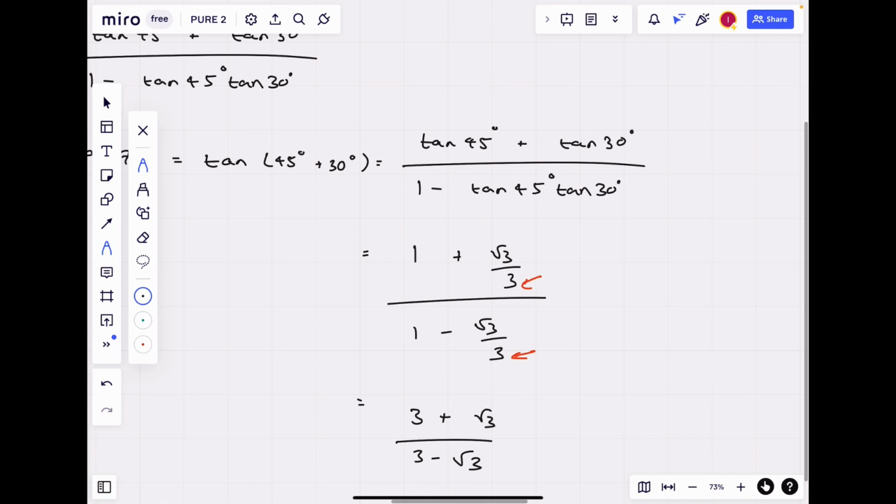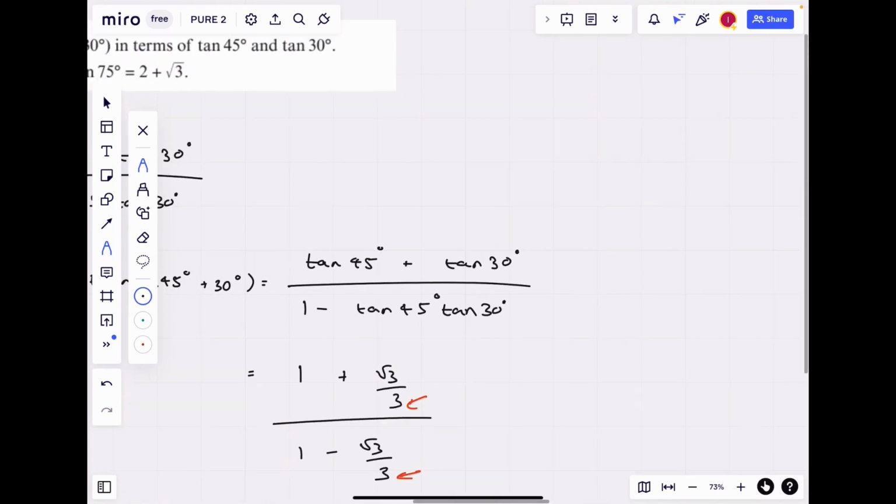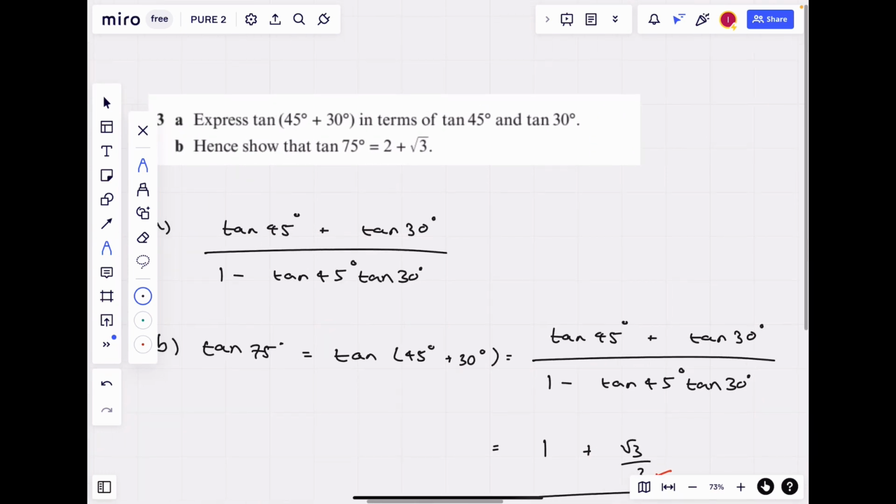And now it's a matter of rationalizing the denominator, which after doing so gives you 12 plus 6 root 3 all over 6, which is 2 plus root 3. And there you go. That is what they asked us to show. And that's the use of addition formula.